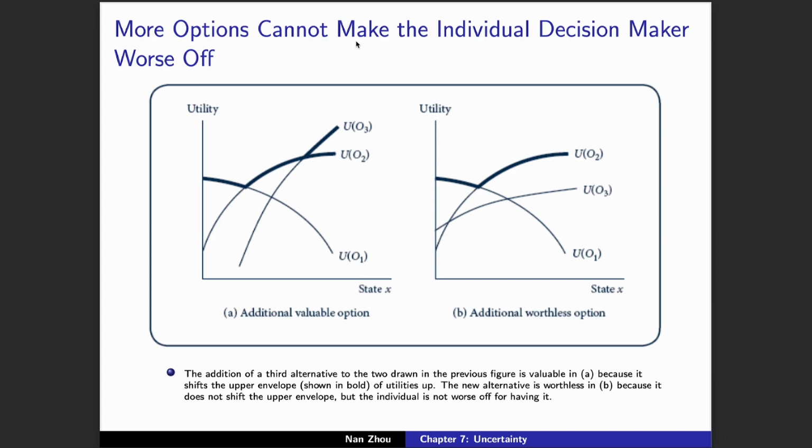On the left, O3 is the best choice for at least some values of X. And so having this additional alternative is better than not having it. On the right, O3 is never the best choice, and so it doesn't add any additional value. However, it's also not going to make you any worse off just by being there.